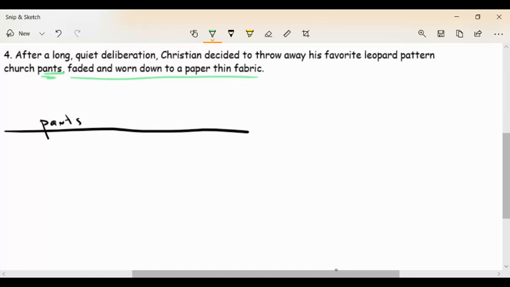And so now we have their faded pants. So here's our first participle. They are faded, and that comes from the verb to fade. So here's faded as a little participle. Faded pants. And then I have worn down. All right, so they are worn down.